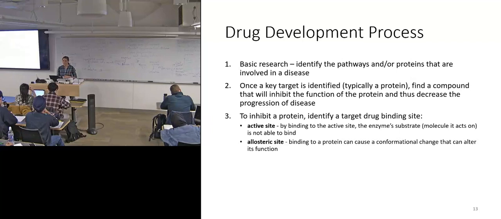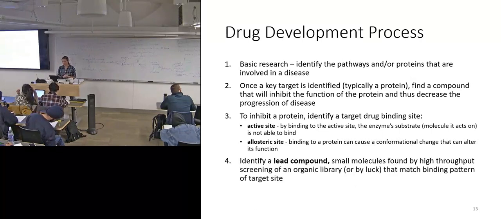This is binding to any other site. The word allos is just Greek for other. So it just means some other site on the protein, and when you bind there, generally what will happen is a conformational change, making the active site less available, so that the regular ligand or molecule can't get in.